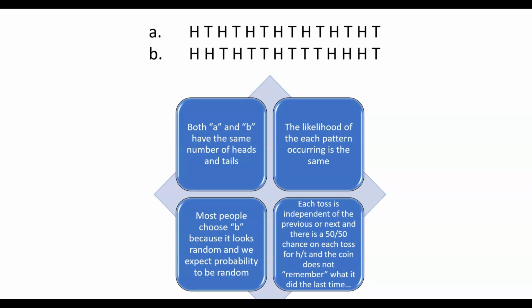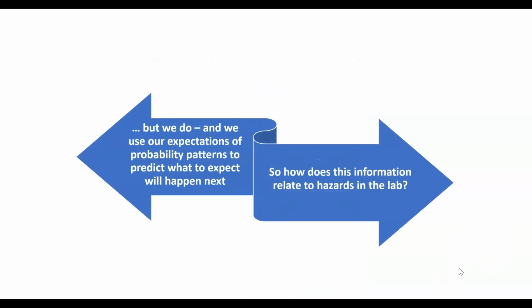The truth is, each toss is independent of the previous. The coin doesn't know what it's doing. It doesn't know what it did the previous time. It doesn't know what it's going to do the next time. And the likelihood is 50-50 each time that it'll either be heads or tails. However, we put our expectations and our biases onto probabilities, and that's the subjective part of risk.